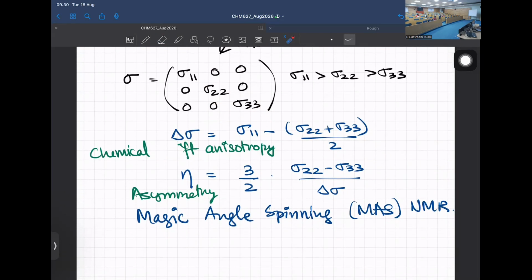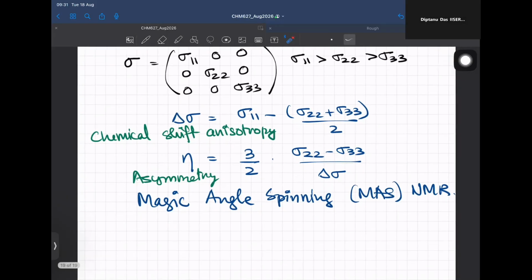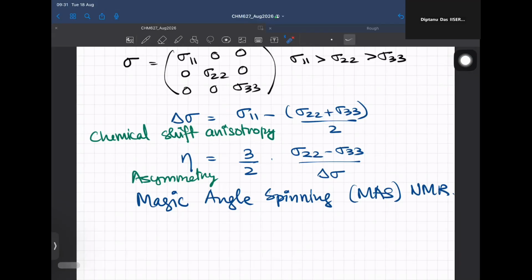delta sigma and eta. Any other questions, Deeptanu? No, sir. Anybody else? Okay. Any questions from here?